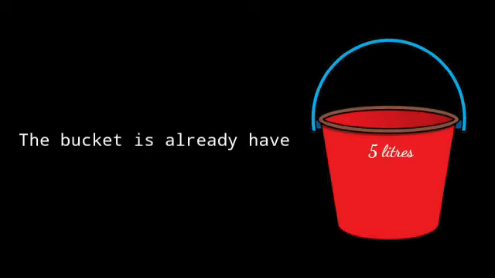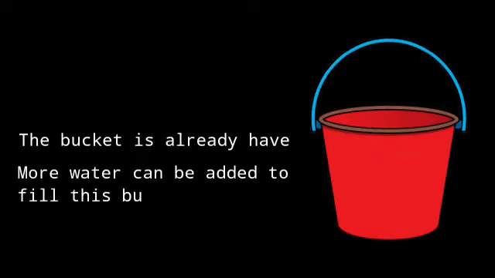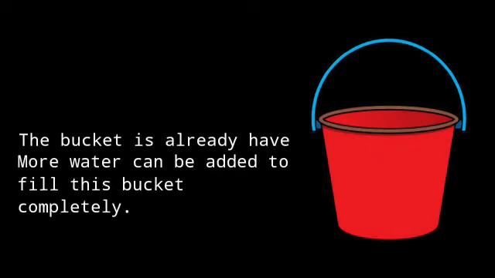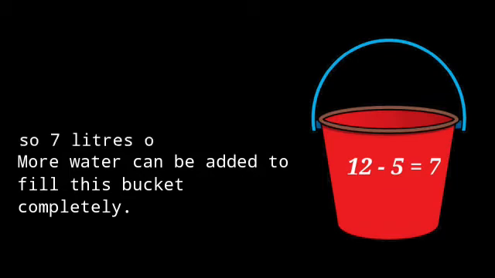Now children, let us find out how much more water can be added to fill this bucket completely. Well, the bucket can hold 12 liters of water. The bucket already has 5 liters of water. More water can be added to fill this bucket completely. That would be 12 liters minus 5 liters, which is 7 liters. So, 7 liters of more water can be added to fill this bucket completely.